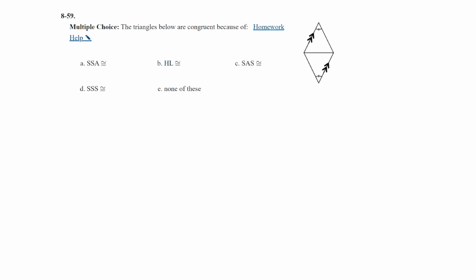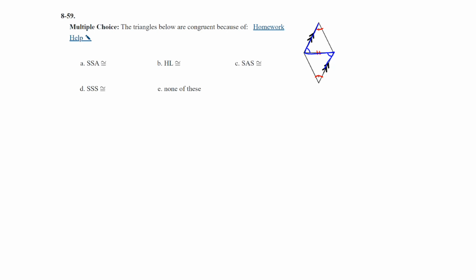Question 59, multiple choice. The triangles below are congruent because of, and then we got to answer which one we think. We have an angle that's congruent, so that's important. We also have this side length right here that they share in common, congruent, so we have that. And then we have two parallel lines. And the parallel lines, we can look at here, there's the transversal, and then here. So our alternate interior angles are congruent, so that would be those two.